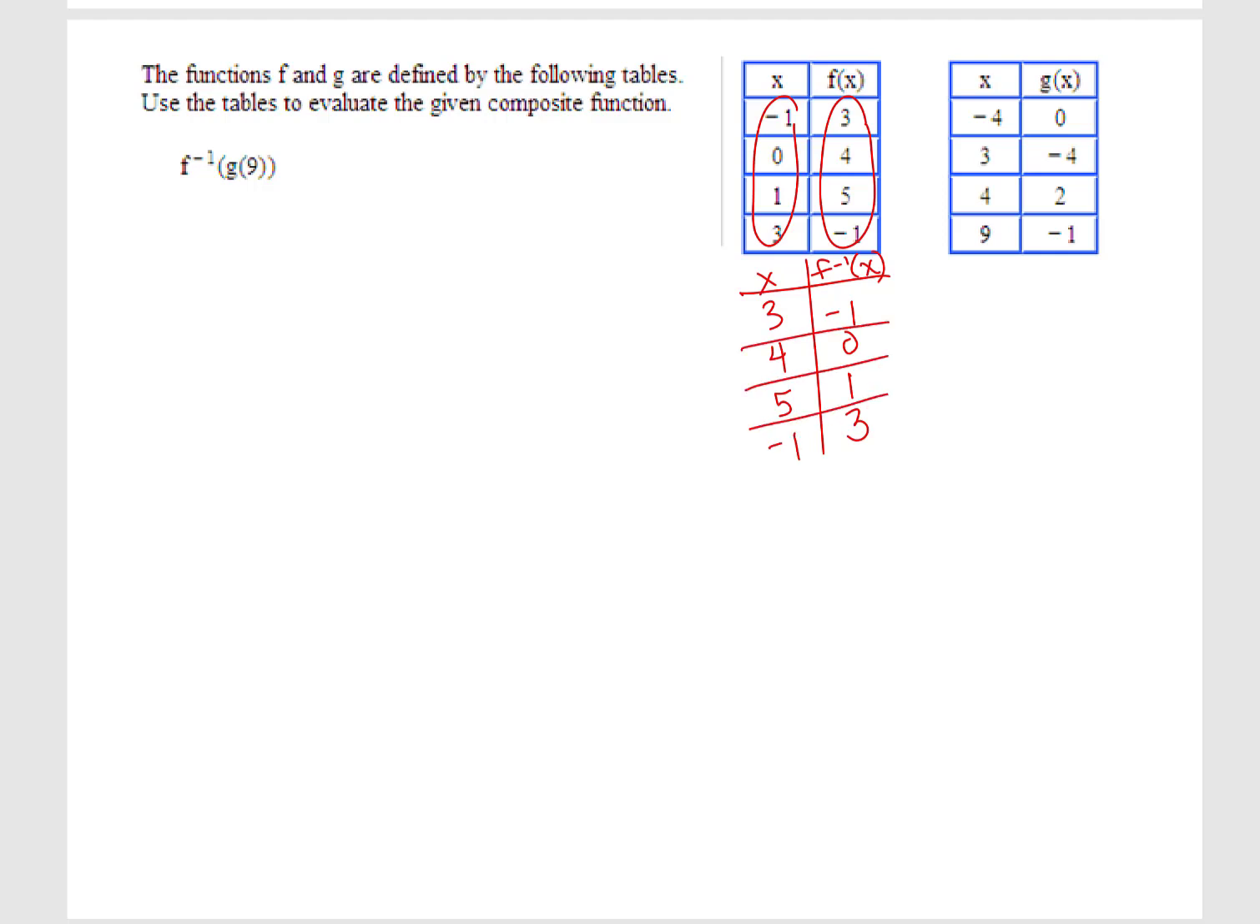Okay, don't need that anymore. Now I gotta figure out what g of 9 is. When x is 9, my output is -1, so g of 9 is -1. And then on my inverse of f of x table, when my input is -1, my x is -1, my output is 3. So this would be equivalent to 3. It's simple in a way, but it can also be a little tricky.